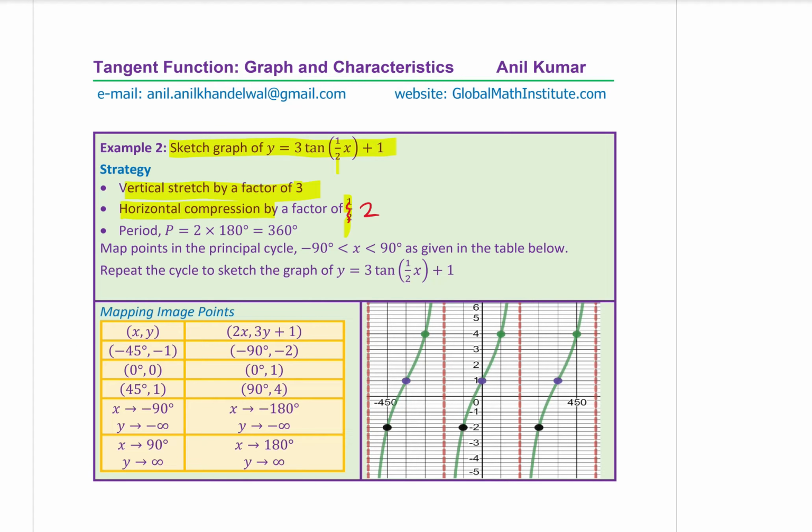So it has become, horizontally, it is basically not a compression. Let me correct this. It is horizontally stretched by a factor of 2. So that means that the period will be 2 times, right? So the period will be 2 times 180, which is going to be 360, as written correctly here. Now to map the points, the principal cycle is taken as from minus 90 to plus 90. That is for the tangent function. In this particular case, they will be double the value, correct?